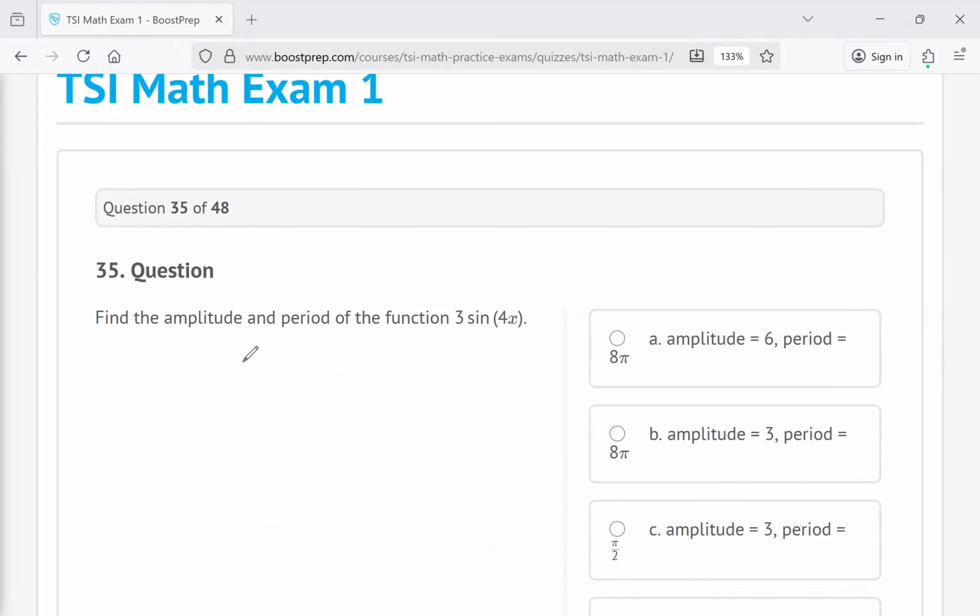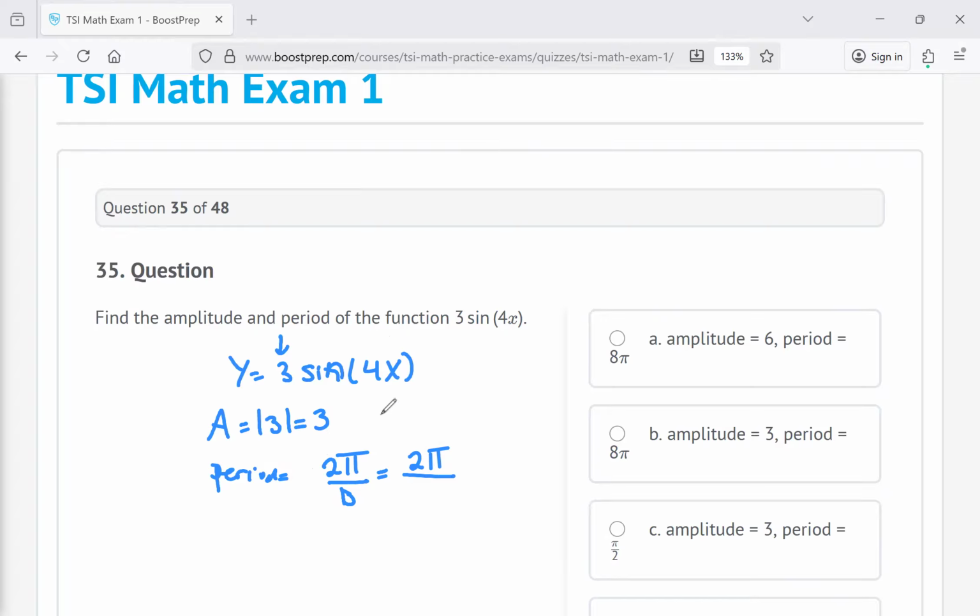Question 35 says find the amplitude and period of the function y equals 3 sine 4x. So this is a sine graph. The amplitude is the absolute value of 3, which is positive 3. And then the period of a sine or even a cosine is 2 pi over b. My b is the number in front of x, so it'd be 4. I believe this could be reduced by 2, so that's going to be pi halves. So my amplitude is 3, and my period is pi halves, so it looks like it's letter C.